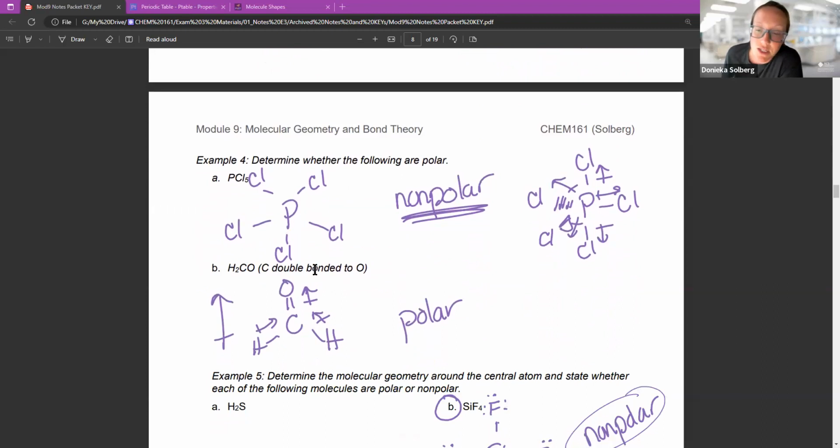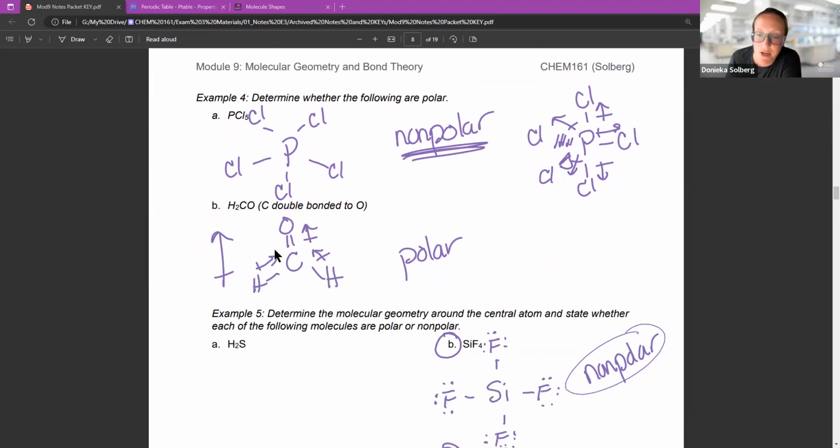If you draw H2CO, and I said that the C was double bonded to the O, so C goes in the middle, you got hydrogen. Hydrogen has to be on the outside. It can't be in the middle. If you look at these bond dipoles, this one is pointing up and the other two are pointing in and up. So overall, this molecular dipole is going to be pointing up. So it is polar toward the oxygen. So the oxygen is going to be a little bit negative, whereas the other side, the hydrogens are going to be a little bit positive.